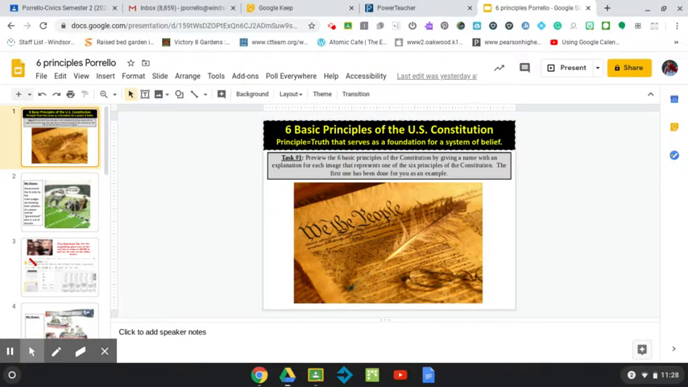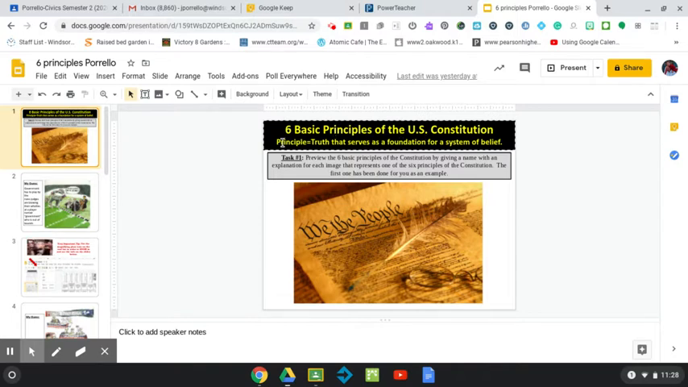Hello, folks. So we're going to continue with learning about the Constitution. Last class, you looked at the preamble and how each part of that translated to the way the government operates. Today, we're going to be looking at the six basic principles of the U.S.